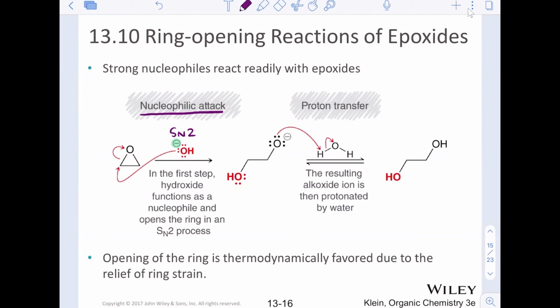What you do also need with that is a water workup. That proton transfer needs to happen so that we take the alkoxide ion and protonate it so that we get a diol, 2 alcohols. Notice here that we are starting with a nucleophilic attack because this will always happen for strong nucleophiles.